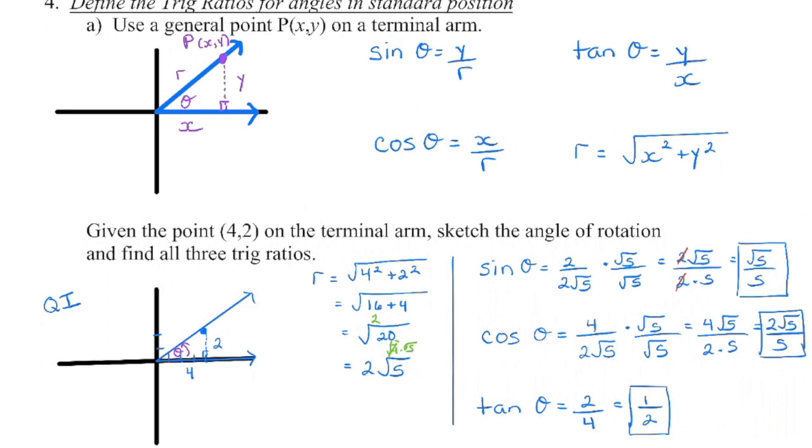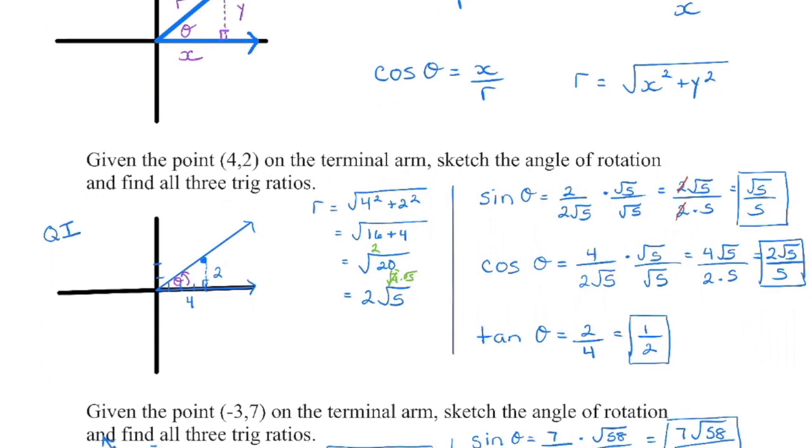Cosine of that angle, remember, cosine is adjacent over hypotenuse. So that's my x over r. So I can fill in 4 is my x-coordinate, 2 root 5 is the radius. Again, I rationalized. This is going to simplify down to 2 times the square root of 5 divided by 5. And the tangent, our third and final ratio, is opposite divided by adjacent. 2 quarters reduces to 1/2, so that's my simplified ratio.